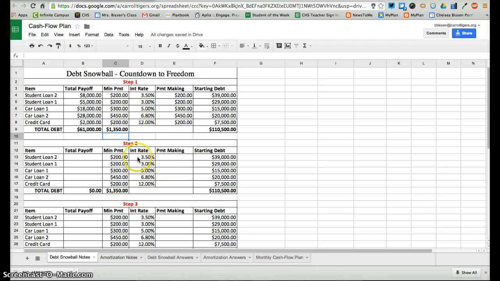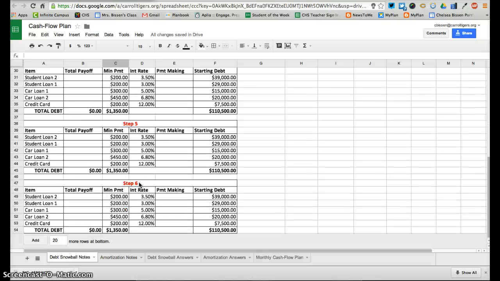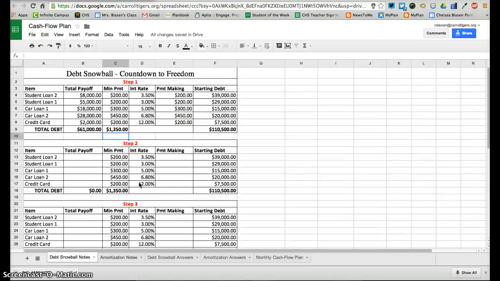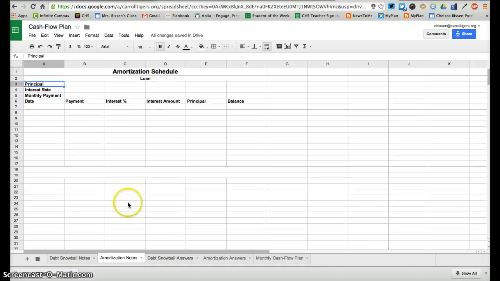Once you have this all set up, you should pause this video until you get this all set up, and then you can come back to my video. Once you have gotten your debt snowball set up, I want you to go to the amortization sheet that you created, and I want it to look like this. Once you have this set up, pause this video, get it set up just like this, and then you can come back and watch the rest.